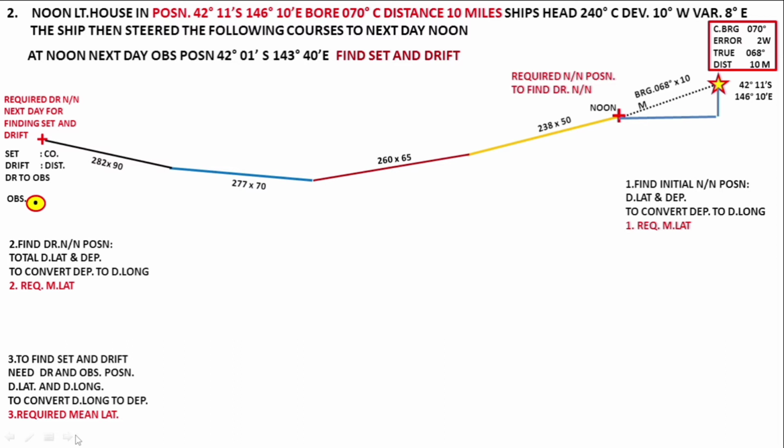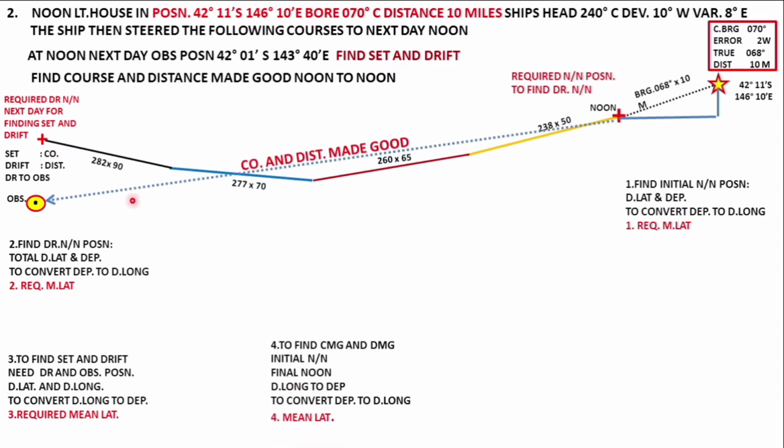For finding out my course and distance, I will get the two positions here, the DR and the observed position. I'll get a mean lat, which I'll convert my D long into departure, and then get my course and distance. Now he had asked me to find out the final course made good, that is from noon to noon. So this would be my course made good noon to noon.